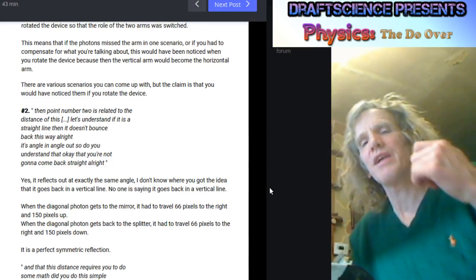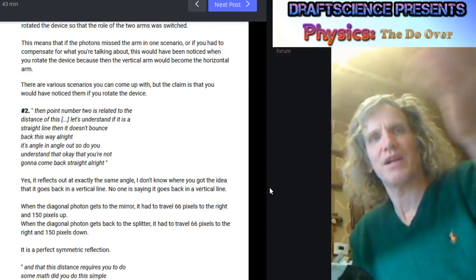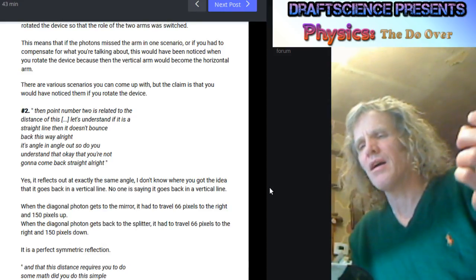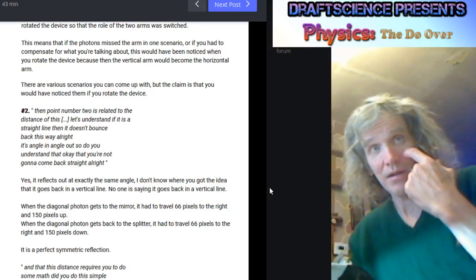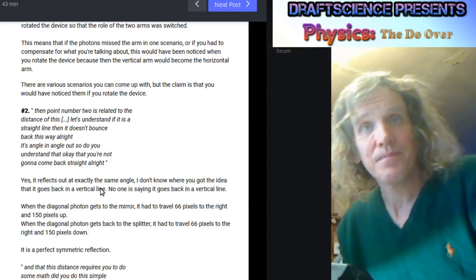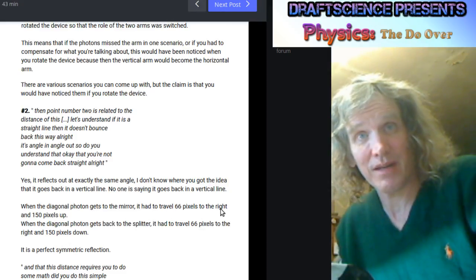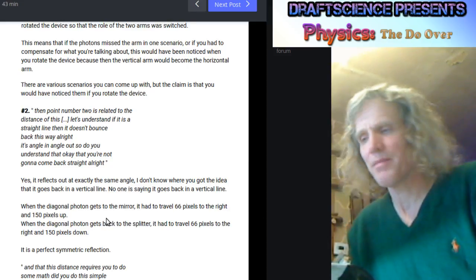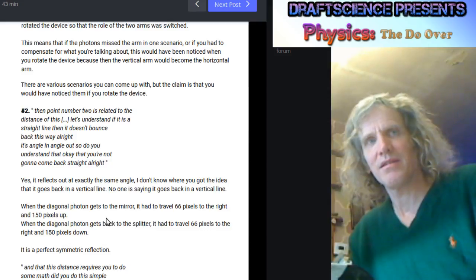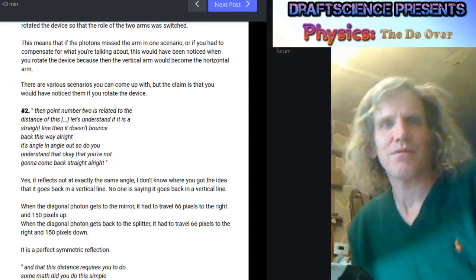Well, I'm saying the way you've calculated your animation, you're essentially not accounting for any movement horizontally. Alright. So when the diagonal photon gets to the mirror, it had traveled 66 pixels to the right and 160 pixels up. So this is a huge mistake. You can't measure this in pixels. So I'll do the drawing now.